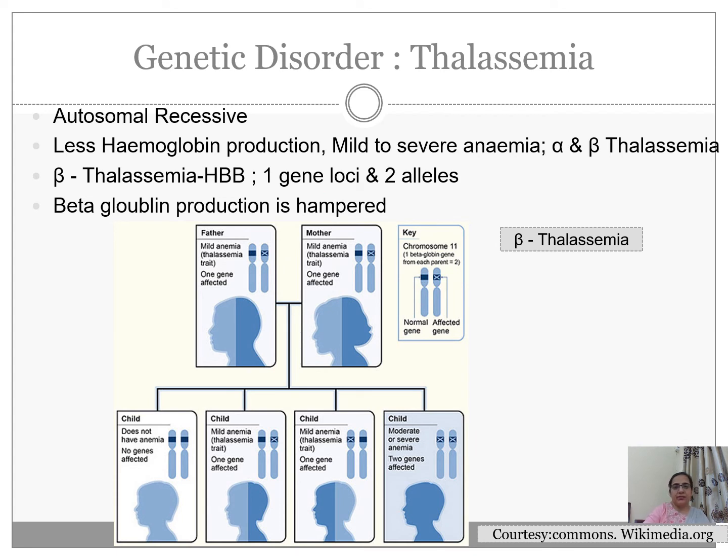Coming to beta thalassemia, for this one gene and two alleles are responsible. When both the genes are normal, then there will be no symptom of disease. When one allele is missing, then there will be mild anemia. When both of the genes are missing, then there will be severe hampering of beta globulin production and the child will be affected.